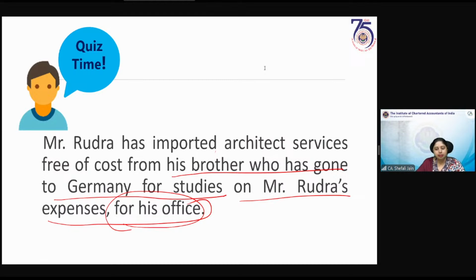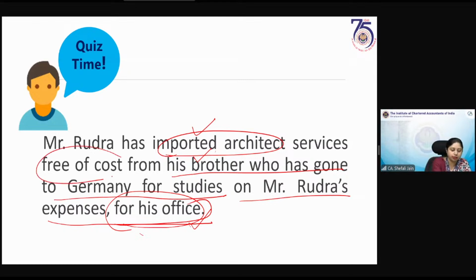So this is a supply. And all of you have answered correctly that he is a related person because his brother is in Germany, studying there, and he can supply services. There is no bar on that. Even if he is studying, he is not an entrepreneur, but still he can provide services to his brother. He is doing it for his office, and it is in course of furtherance of business. These services are being imported in course of furtherance of business for office purposes. So import of services from a related person in course or furtherance of business qualifies as supply even if it is without consideration.